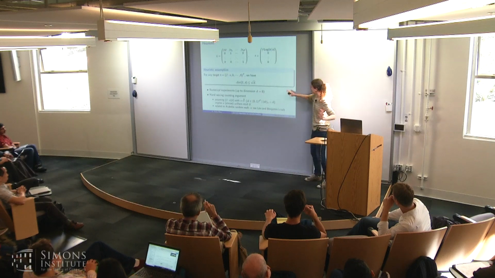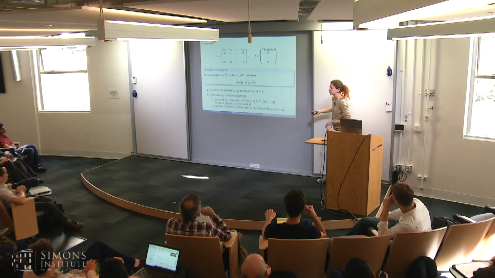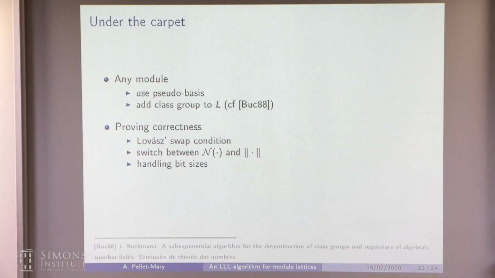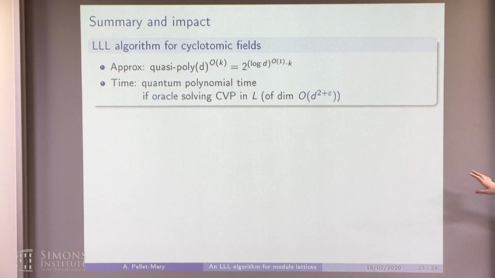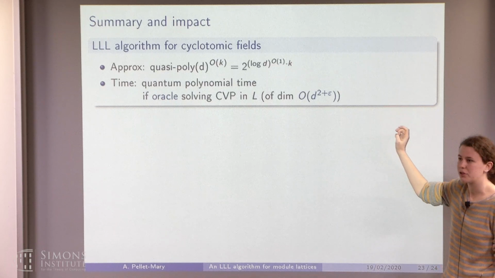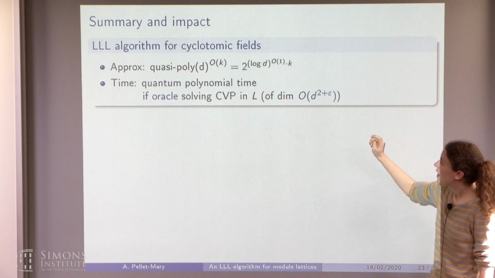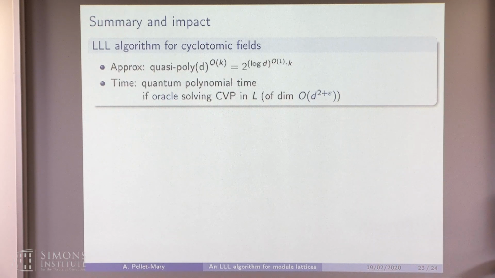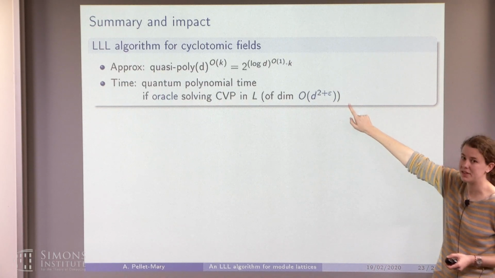Okay, and so all this counting argument is related to what Leo and Benjamin are going to discuss this afternoon. Let me skip what I didn't say. There are other techniques that we need to use to have a full proof of the algorithm, like class group proofs, a lot of things. Let me just conclude on what we get. We get an algorithm that gives an approximation factor exponential only in the rank of the module and quasi-polynomial in the degree of the number field. The runtime again is only that if we have this oracle, in a lattice of dimension d squared.